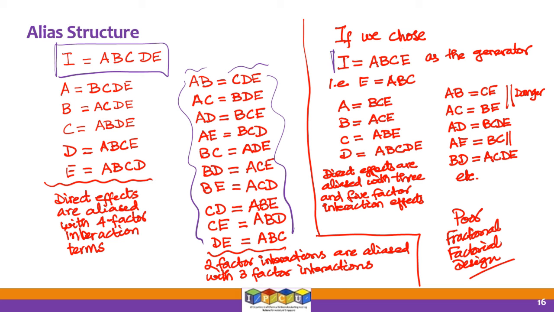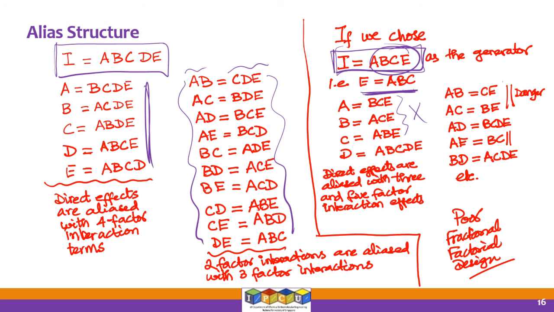If you had chosen this as the generator, the defining relationship, that means ABC is the generator, then we know that E is equal to ABC. All right, because you take this defining relationship and multiply both sides by E, you're going to get E is equal to ABC and A is equal to BC, etc. So we are now bringing the direct effects closer to the 3-factor interaction terms, right? Which is a little more dangerous compared to the direct effects being aliased with the 4-factor interaction effects. Okay, so this is better than this. This is not as good.